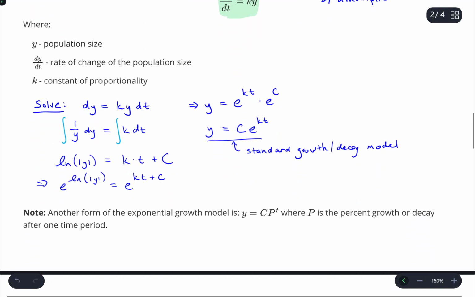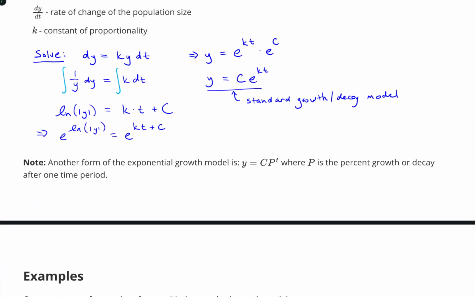Now, occasionally you might run into a situation where another form of a growth model is useful, and that's y equals c times some value p raised to t. This is more of a discrete model, but if you have the percent change per unit time, you can use that percent change here as opposed to having e to the k times t. It's generally an easier model to work with, but it's more common, I think, to use the standard growth and decay model. But if you see a situation where you can use it, it certainly is easier.